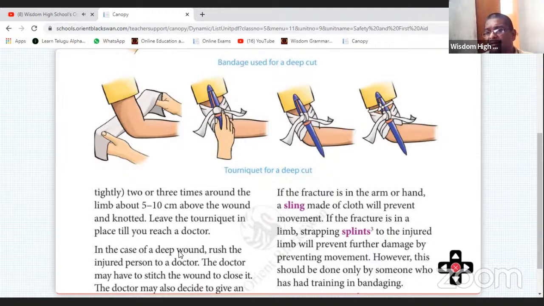What happened, sir? Rohit, observing. Rohit. Rohit. Pay attention here.